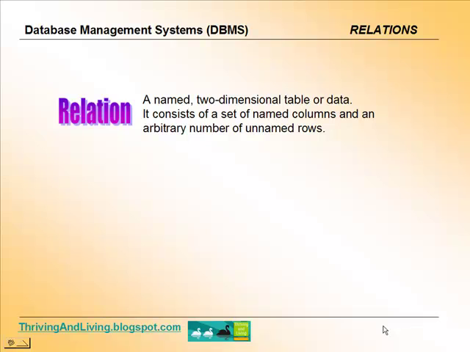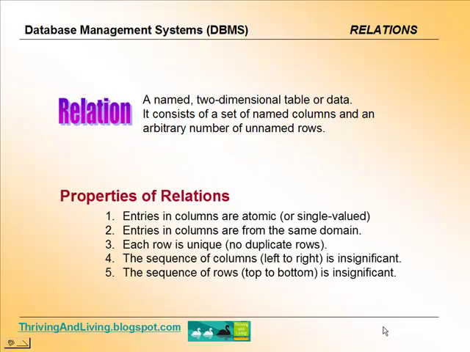A relation is a two-dimensional, row and column table of data. Not all tables are considered relational. The following properties should be our basis to determine if a table will pass the relational criteria. Let us discuss each one.